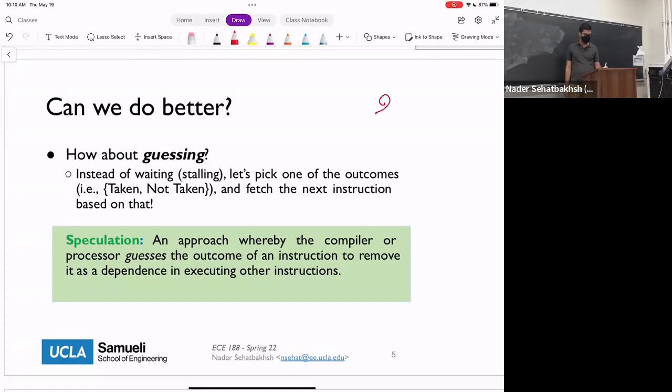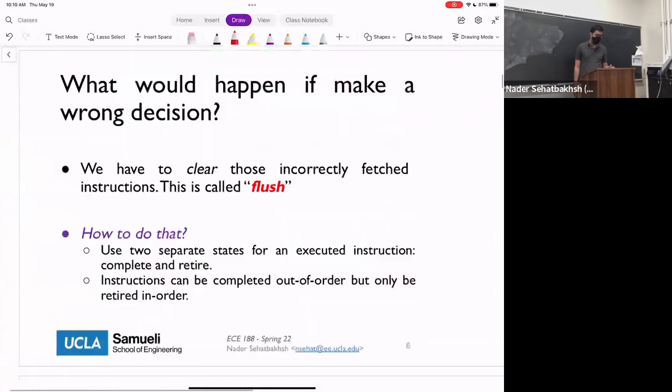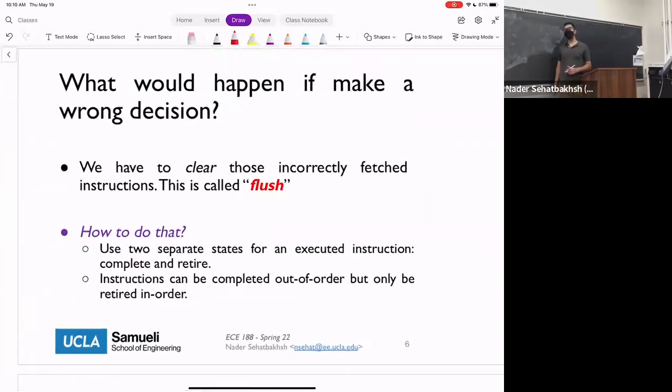As I said, modern processors mostly have 90% accuracy in their branch predictors, which means that 90% of the time, on average, we are making the correct decision. So only 10% of the time do we really need to worry about how to fix the issue. When we make a mistake, we need to do the flush. We basically need to remove the impact of those instructions that we had executed in the speculation window.